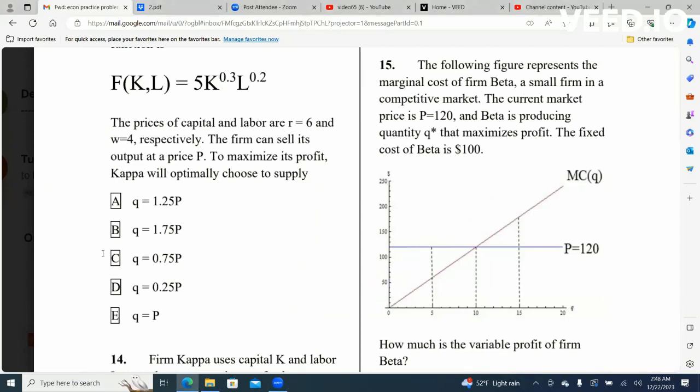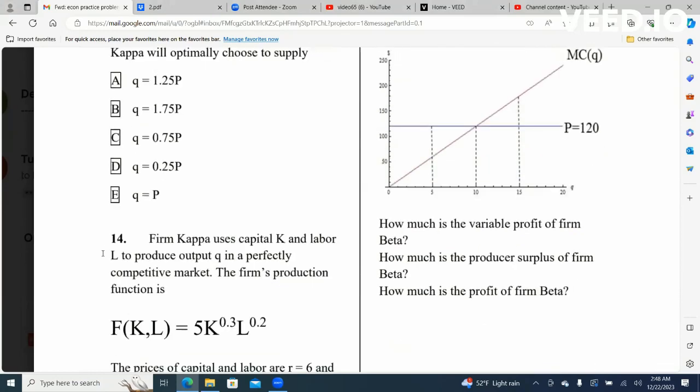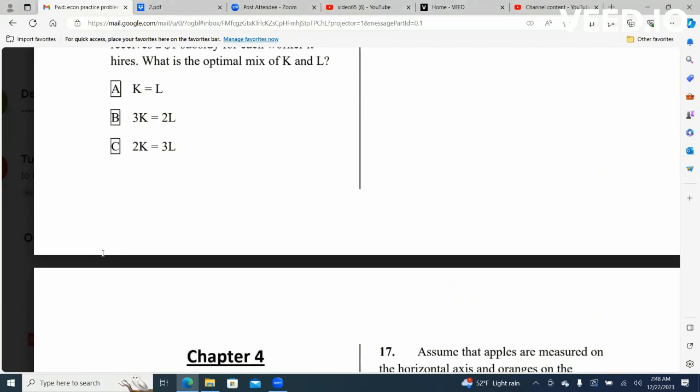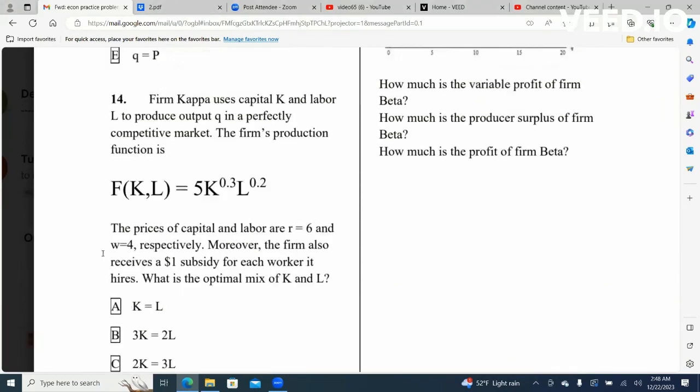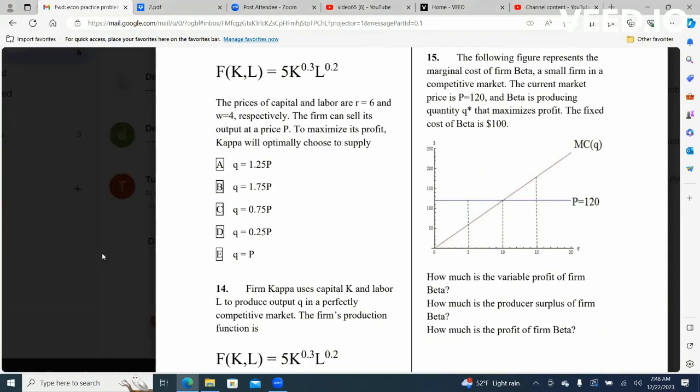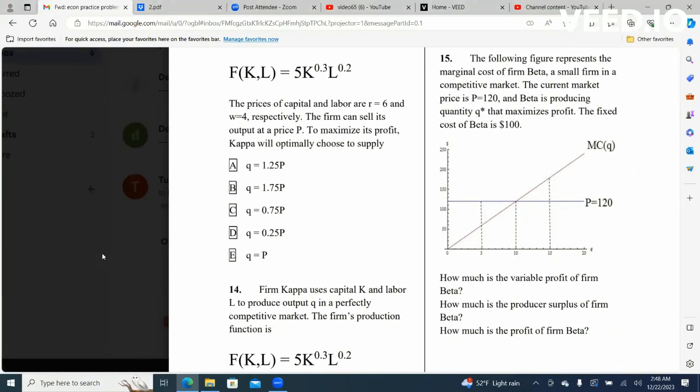Okay, so we go on to number 15. Looks like number 15 is the last one for this chapter. Excellent. The following figure represents the marginal cost of firm beta, a small firm in a competitive market. The current market price is P equals 120 and beta is producing quantity Q star that maximizes profit. The fixed cost of beta is 100.